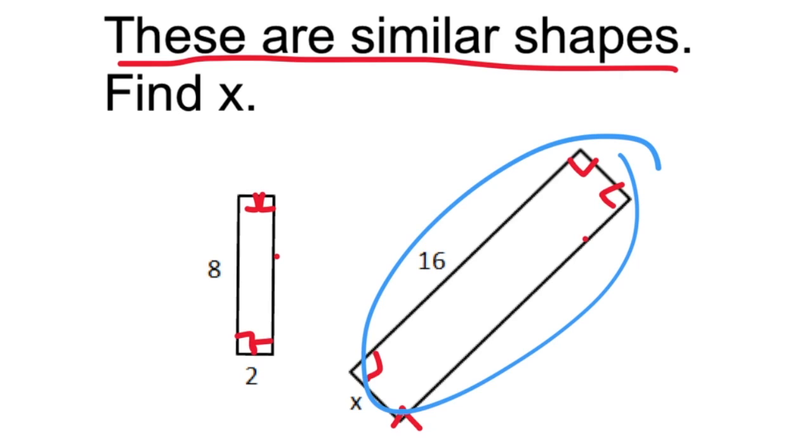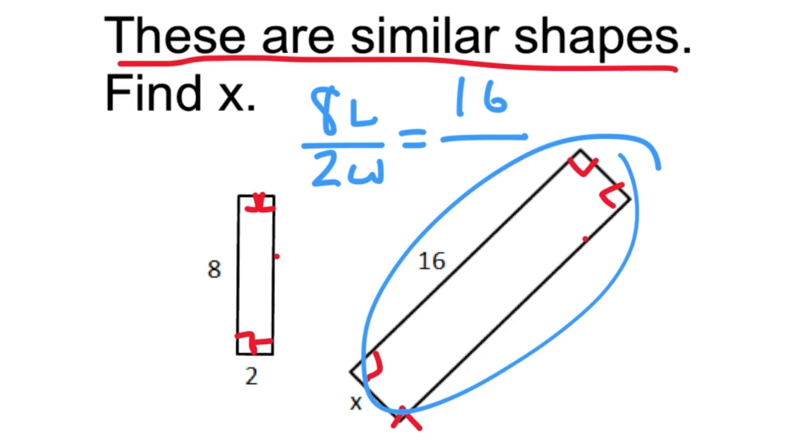The small rectangle is 8 units long to 2 units wide. The other rectangle is 16 units long and X units wide. Notice I made everything match. Now you need to solve the proportion. One way to solve the proportion is 8 times 2 is 16. 2 times 2 is 4. So the width of this rectangle has to be 4 units.